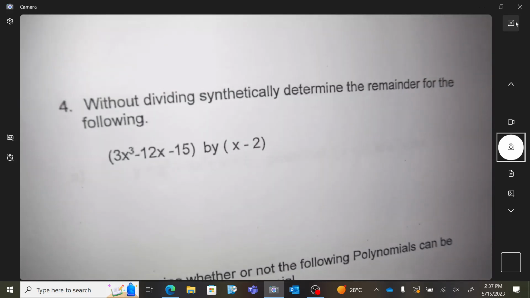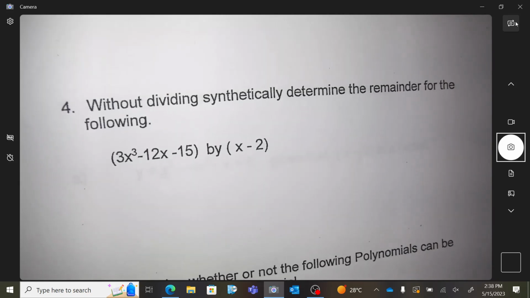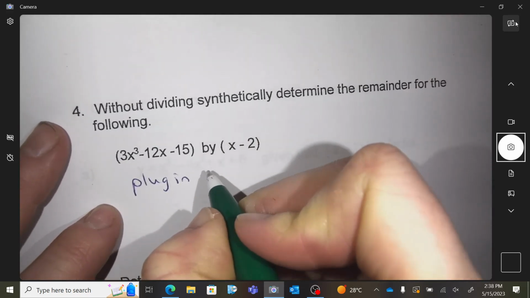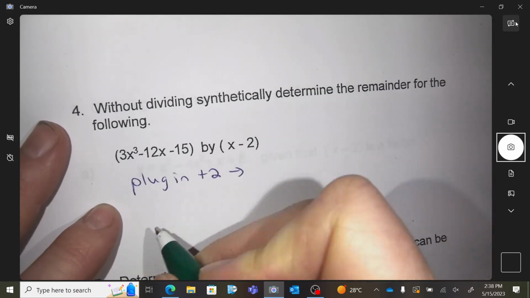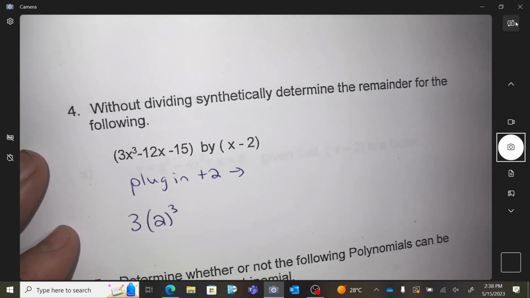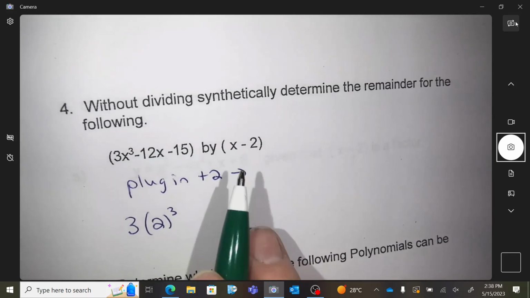Okay, without synthetically dividing, so you can't synthetically divide. Determine the remainder. So what do I do? Long division? No, just, like, a test. It's called the remainder theorem. So I plug in a positive 2. So 3 times 2 cubed. Wait, why did you choose? This is called the remainder theorem. I choose a positive 2 because it'd be the x-intercept, the root number.